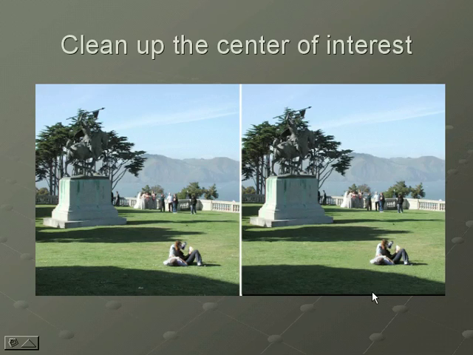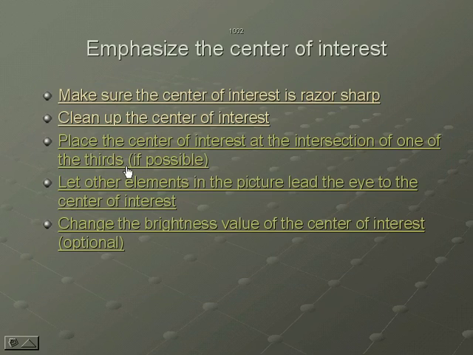You kind of mentally divide the picture. We're going to talk about this more in a minute when we talk about the rule of thirds. But if you mentally divide the picture into 9 cubes, 3 horizontal and 3 vertical, and place the center of interest at the intersection of one of those thirds, you'll find the eye tends to travel there much more naturally.